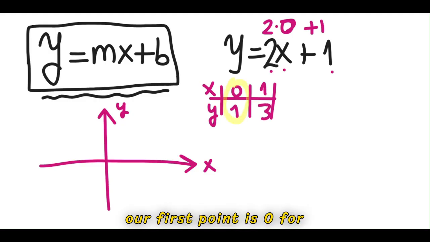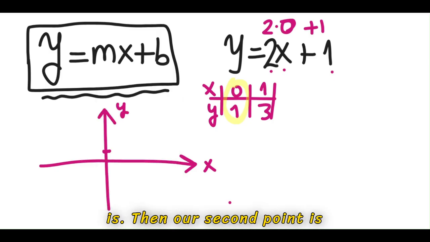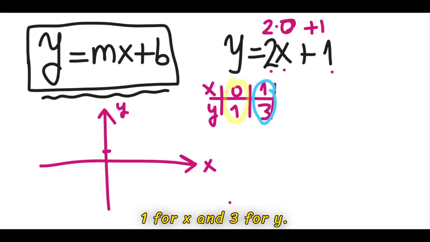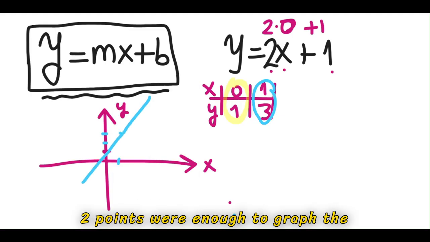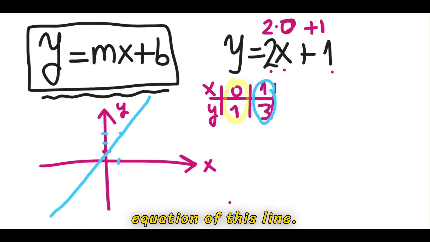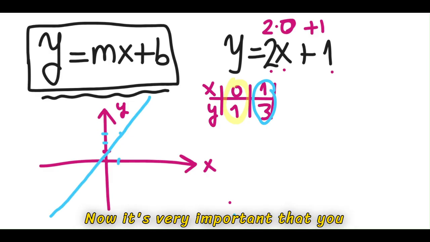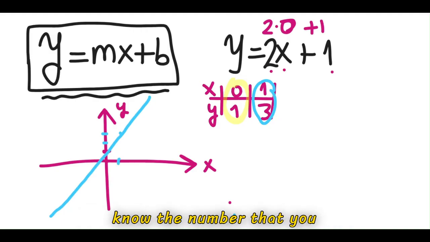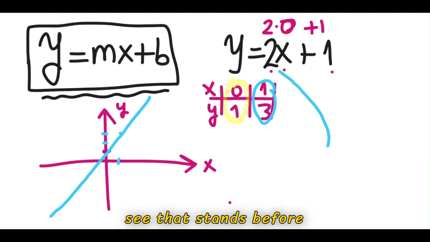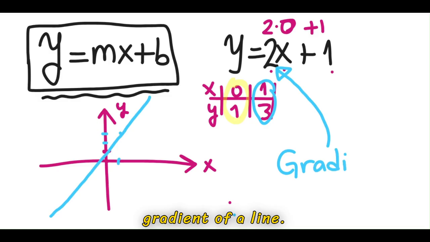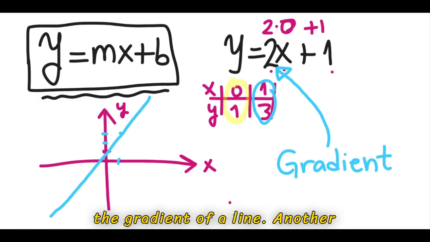Okay, our first point is 0 for x and 1 for y. Here it is. Then our second point is 1 for x and 3 for y. Here it is. So 2 points were enough to graph the equation of this line. Now, it's very important that you know the number that you see that stands before x. We call it the gradient of a line.